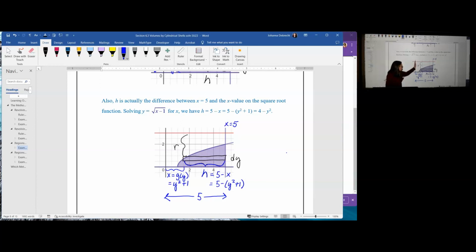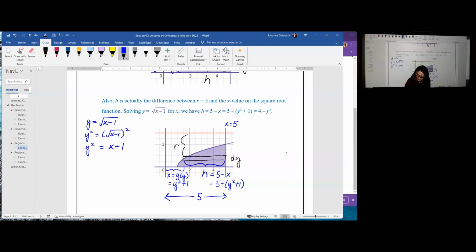This distance from the y-axis to the point on the curve, the near end where it starts, that is a measure of x. But we can't have x in an integral related to y. So we have to rewrite our function in terms of y. So we solve for x. When we're looking at our function, we originally had y equal the square root of x minus 1. We need to write this as x equals something with y. So we square both sides to get rid of the square root, and then we'll add 1 to both sides.